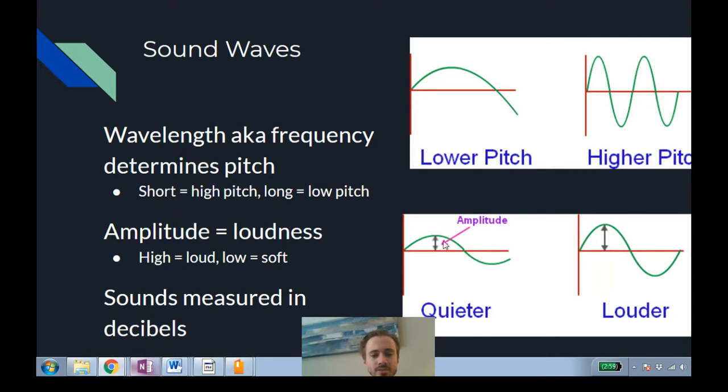And then amplitude, think of that as the distance between that middle line and the top, or the crest, of the wave. So louder sounds, no matter the pitch, are going to have a higher amplitude, meaning they're farther away from the red line. So between these two, think about it for a second. Which one is going to be louder and why?